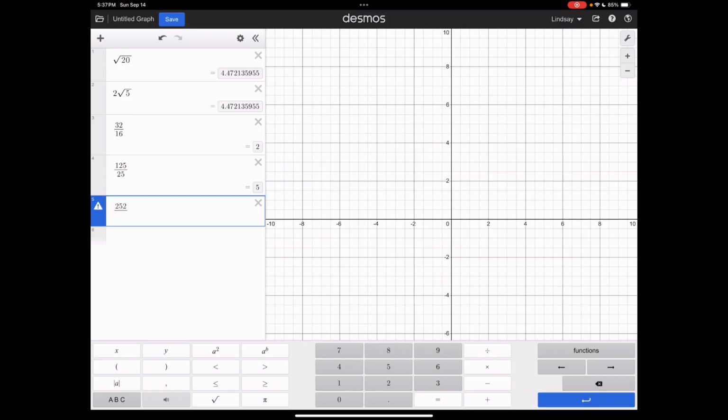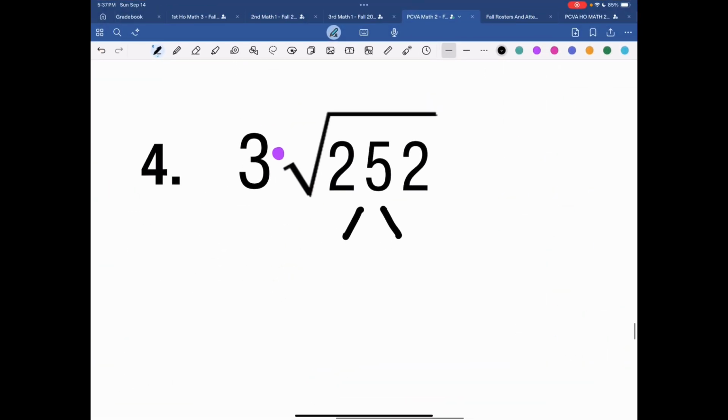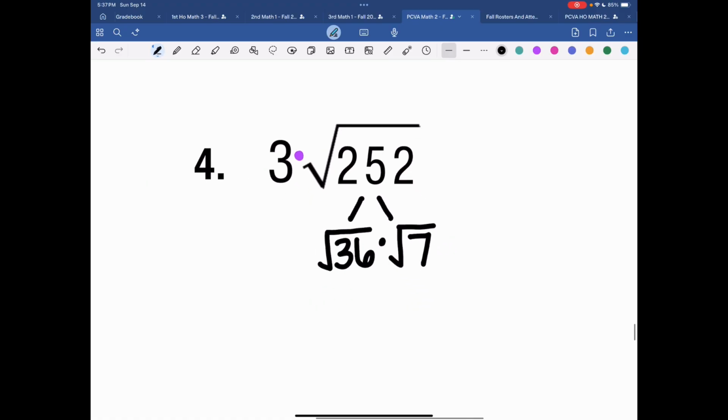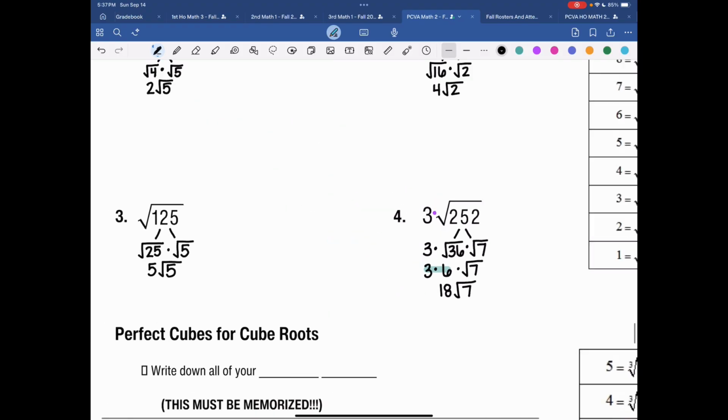So 252 is going to be divisible by 36, and it gives me a prime number as my other piece. So really that should have been my indicator that I can't break this down any higher with the square root. And again, this is going to be 3 times that. The square root of 36 is going to be 6, so that's 3 times 6 times the square root of 7. If I put this all together, this is going to be 18, because we multiply the 3 and 6 together now that we've simplified, and that's going to be the square root of 7. So 18 square roots of 7.